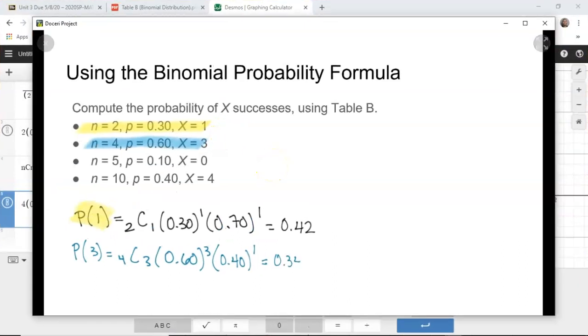So that's what we get for that one. And I'm going to skip over the second one, just go to number 10 in the interest of saving a little bit of time. So probability of 4 successes in a 10 trial binomial experiment. So 0.40 would be my probability of success. There's 4 of those outcomes. And then 0.60 would be my probability of a failure. There will be 6 of those outcomes.